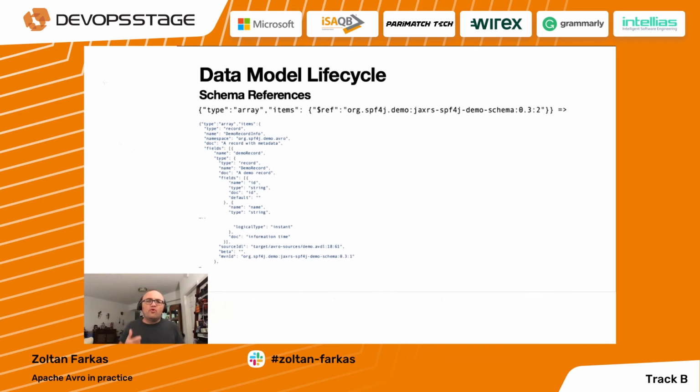Here is a slightly more complex example of a schema with an array of records this time. As you can see, Avro references can be anywhere in an Avro schema, and you can have multiple references as well.